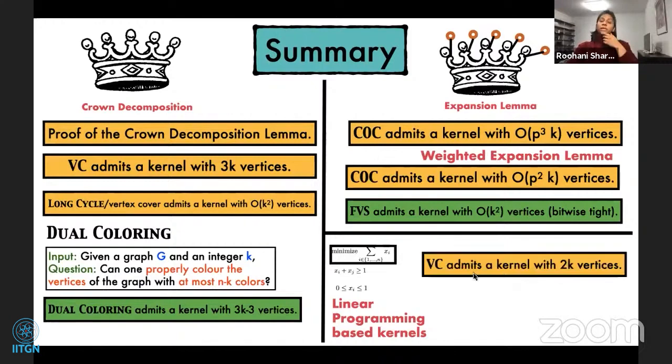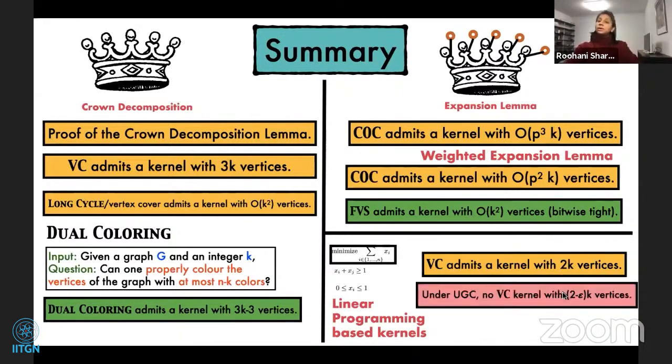And then for linear programming based kernels, we saw a vertex cover kernel with 2k vertices. And now a natural question here is, we used crown decomposition to get 3k vertices, and now we use LP to get 2k vertices. Can we get 1.9k vertices or 1.5k vertices and so on? It turns out no, there are negative results. Under the unique games conjecture, we cannot expect a vertex cover kernel with 2 minus epsilon times k vertices. So what we saw here is essentially tight.